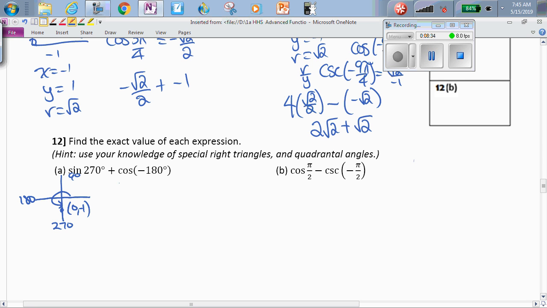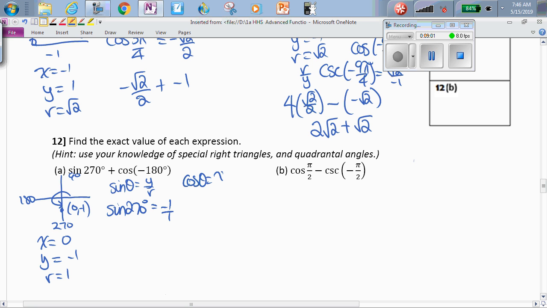So I have to do sine theta, which is y over r. Let's write out what everything is. X is 0, my bad. Y is negative 1, r is always positive, and in this case it's positive 1 when it's a quadrantal angle. So my sine of 270 degrees is negative 1 over 1, or just negative 1.